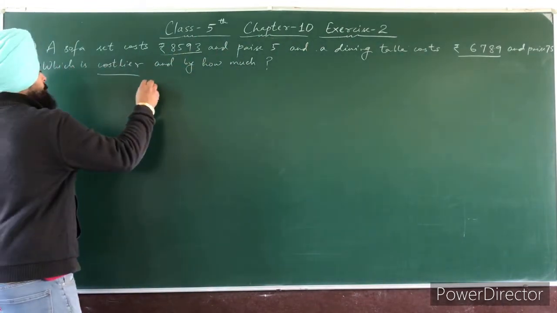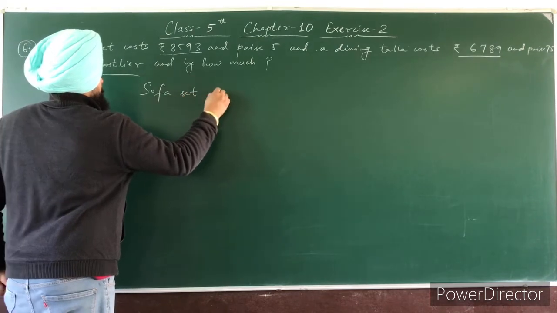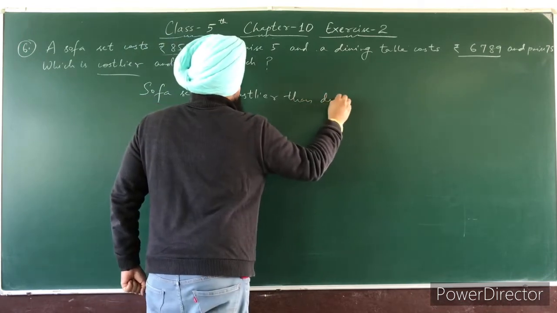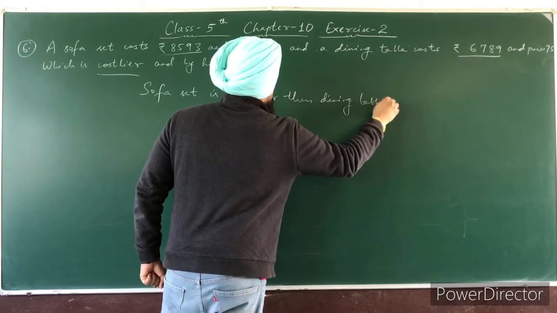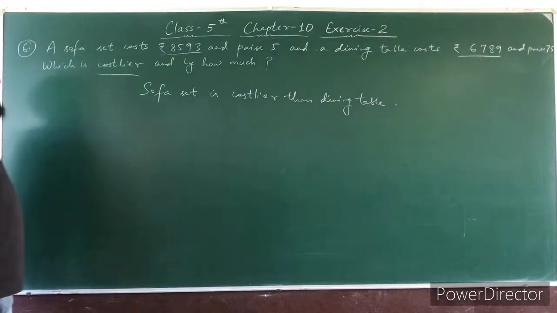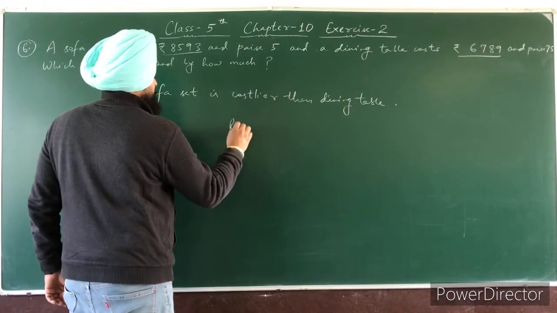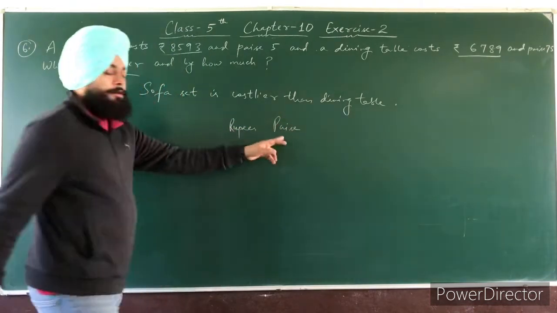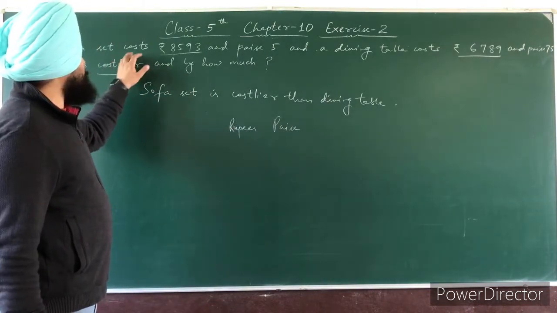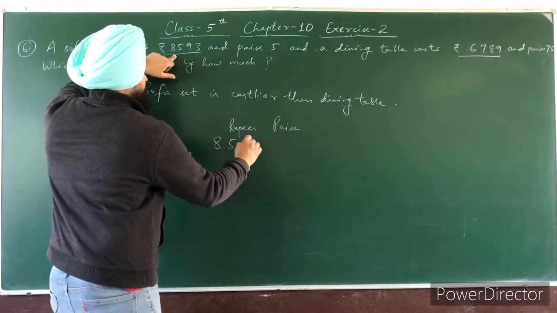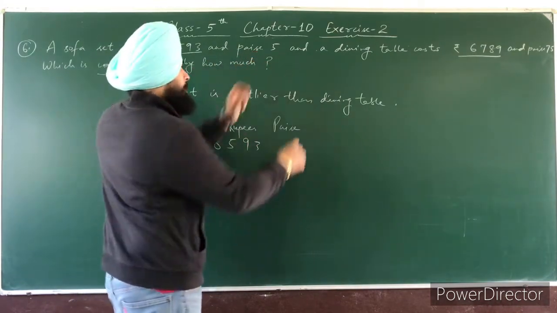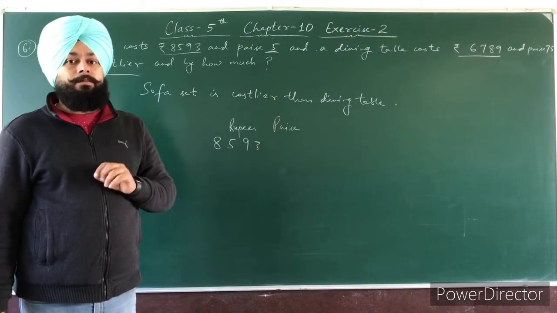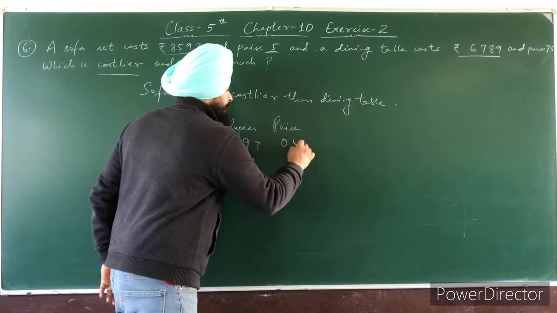So first write here sofa set is costlier than dining table. Now subtract the amount. So write here first rupees and one column for paise. So what is the cost of sofa set? Rupees 8,593 and 5 paise. So you can see here 5 paise. 5 is only a single digit number, but we know that in paise column there are always 2 digits. So you will write here 05.